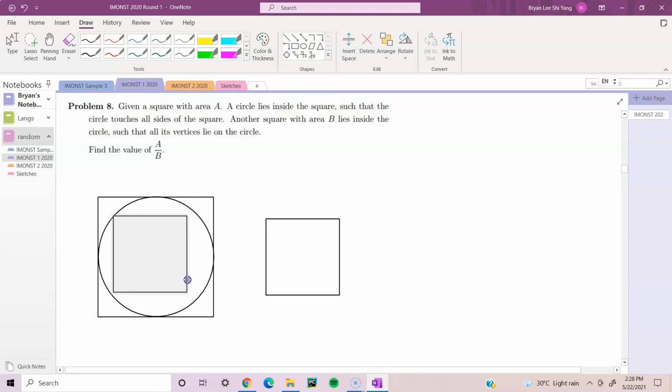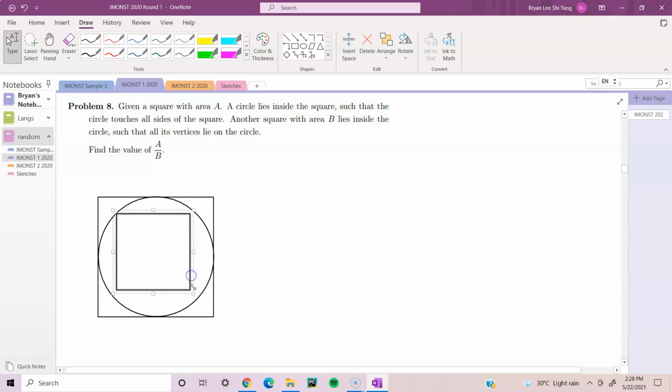So we would have something like this. I know it's not the most accurate picture, but something like this, okay? So this square outside has area A, then this square has area B, right? So that all its vertices lie on the circle. So find the value of A over B.